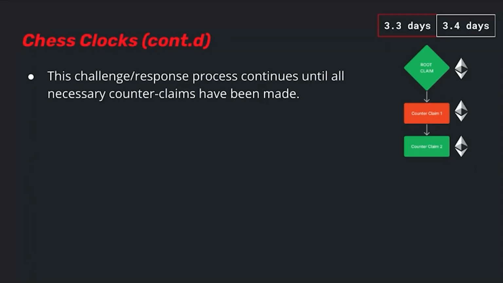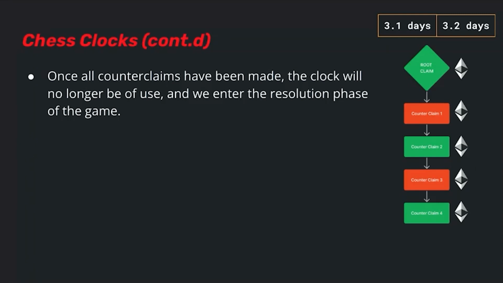That challenge-response process continues all the way down until all necessary counterclaims have been made. We just show the clock being handed off, and we finally reach the leaf nodes. Once all of these counterclaims have been made, the clock will no longer be of use, and we can enter the resolution phase of the game.